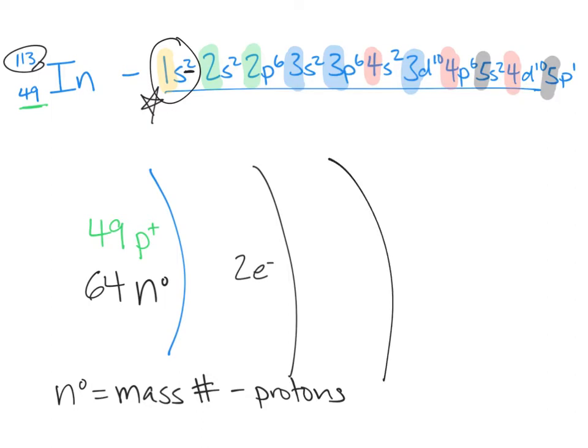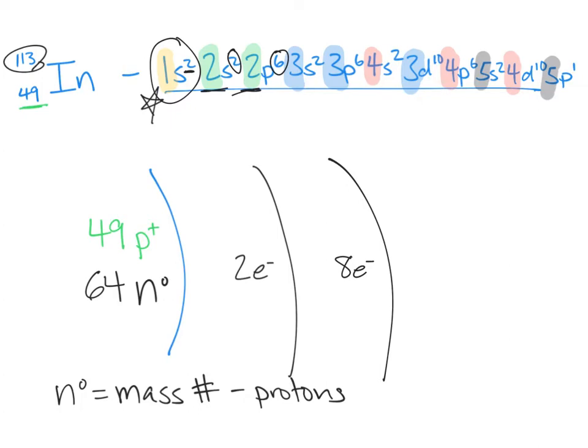We move up to the second level. Second level, things are highlighted here in green. And there's 2 orbitals on the second level, s and p. If you take the s and the p and add them together, you get 2 plus 6 is 8 electrons.